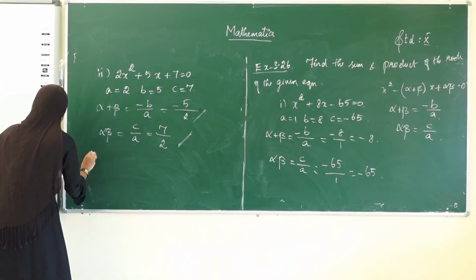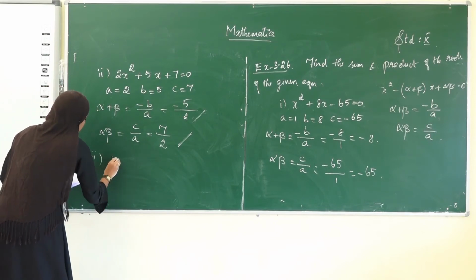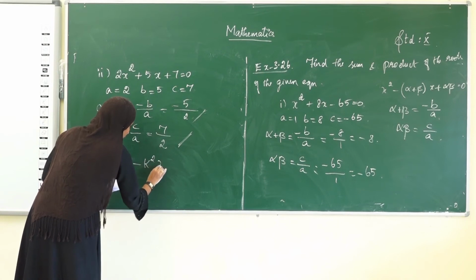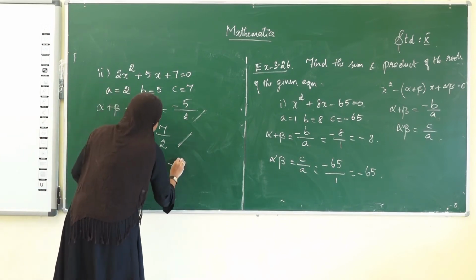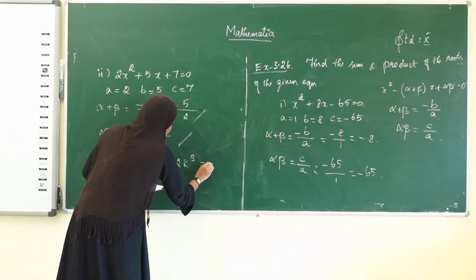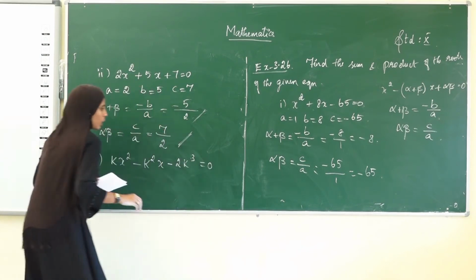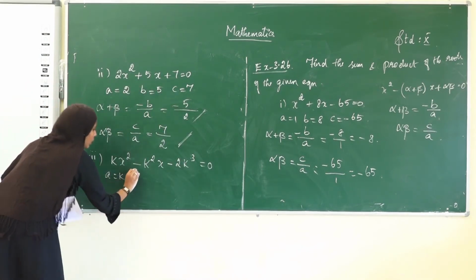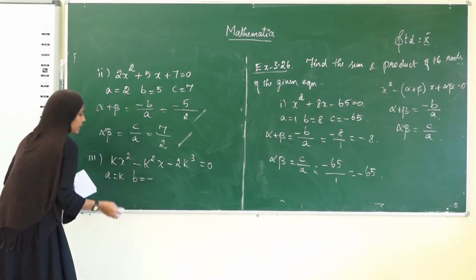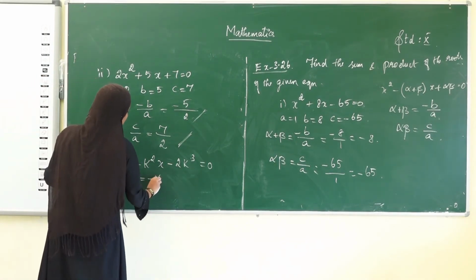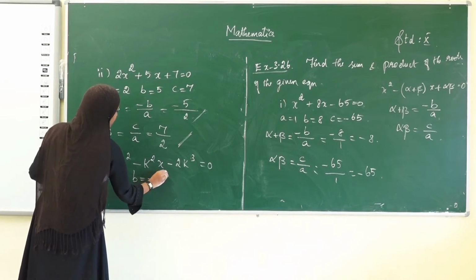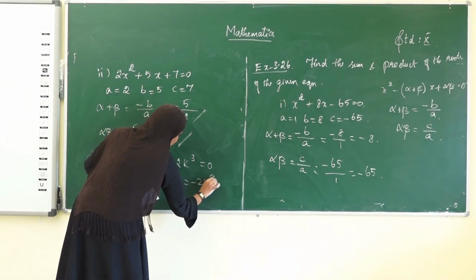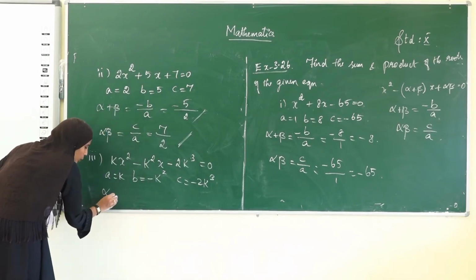And the third subdivision. The equation they have given is k x squared minus k squared x minus 2k cube equal to 0. Okay, from this, what's the value of a? A is equal to k. What's the value of b? The value of b is minus k squared. Okay, and the value of c is minus 2k cube. You have to find the sum of the roots and product of the roots.